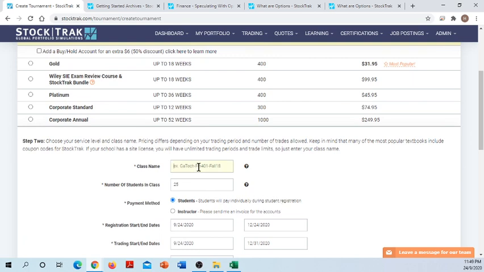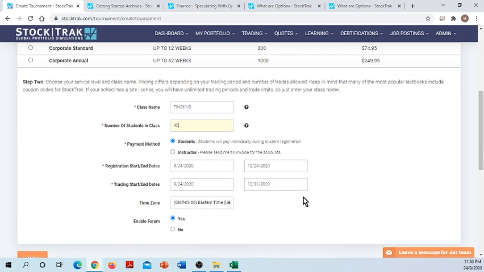And then you type the class name. In my case here, it's Fin 361 class B, because I have two sections and I already set up the first section. The number of students in my class is about 40. Here, who is responsible for payments? Usually students are responsible for payments.